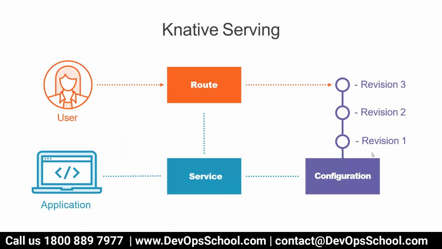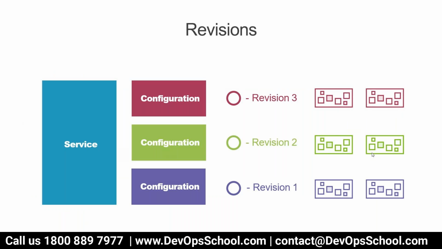The user will make a request to the route path. The route will redirect to the service, and based on that your application will run. Now what happens? The service again checks multiple configurations. In a configuration, you can have revision 1, revision 2, revision 3, and based on the revision you can run that application. The beauty of Knative is you can run separate revisions also. For example, you can have one service load a new revision and one service load an old revision. Both are possible, so that way you can run the old version of software and the new version of software as well.